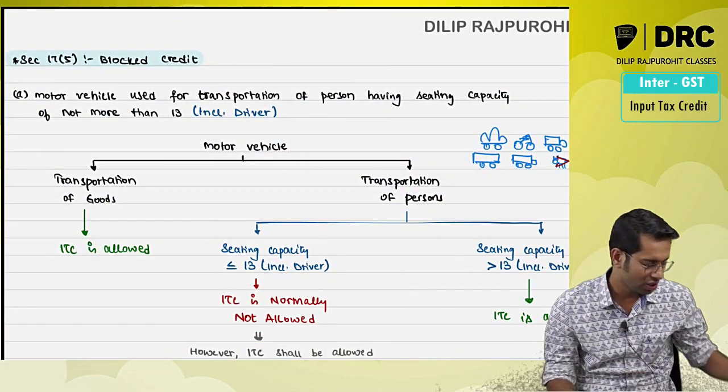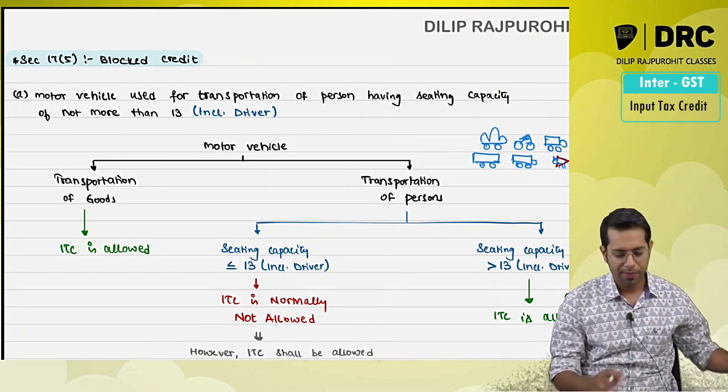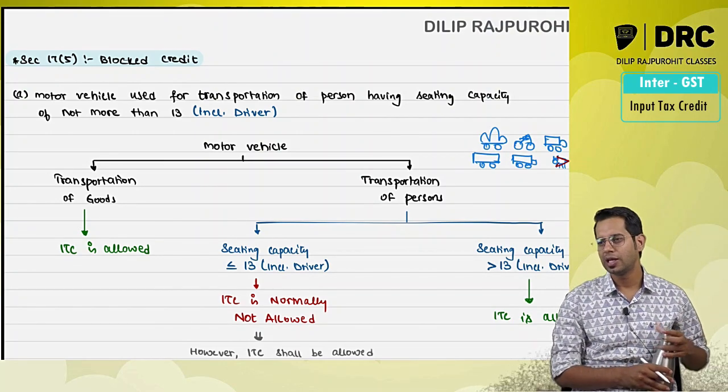Next, 17 subsection 5, blocked credit. Important, very important. Blocked credit. On these items you cannot take input tax credit at all.